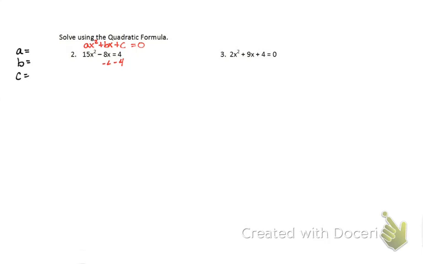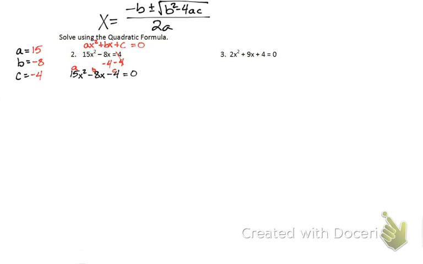So I'm going to first subtract this 4 back over to the left side of the equation. So my new equation says 15x squared minus 8x minus 4 equals 0, which then allows me to pretty easily identify my A, B, and C, right? A is 15, B is negative 8, and C is negative 4. Okay? So, again, now we're just going to plug it in.